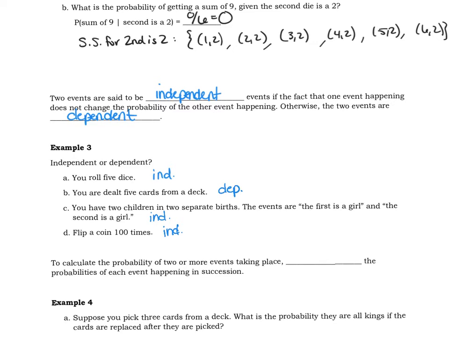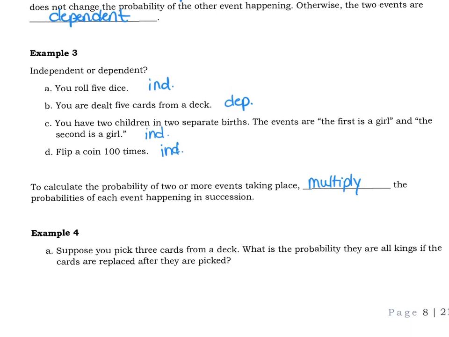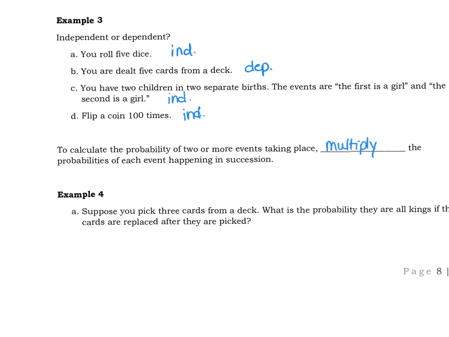Okay. So we're going to start calculating the probability of independent events. And the way that you do that is you multiply the probabilities of each event happening in succession. And actually, this is true whether they are independent or dependent events. This is not just about independent events.